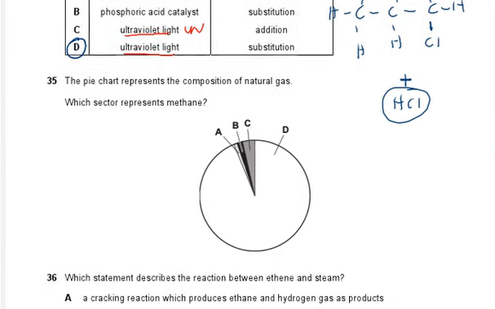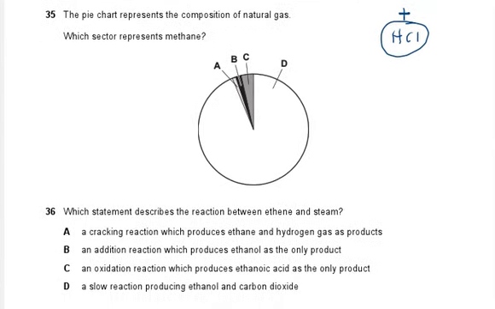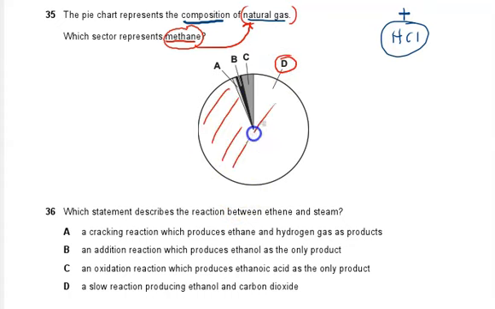Okay, let us look at number 35. The pie chart represents the composition of natural gas. Which sector represents methane? Please remember that methane has the largest portion of natural gas. So your answer will be D here. It's the largest portion.